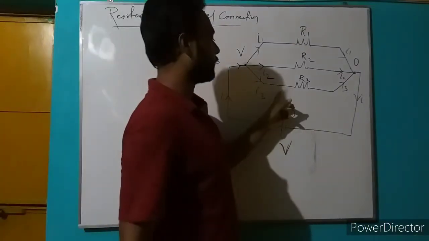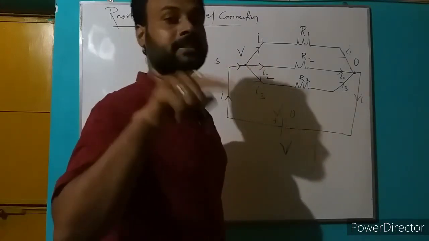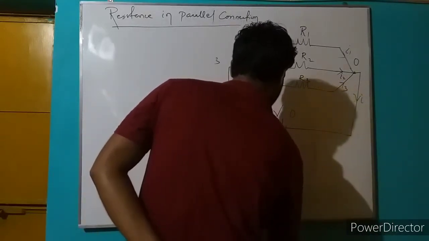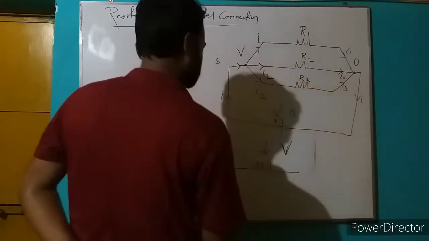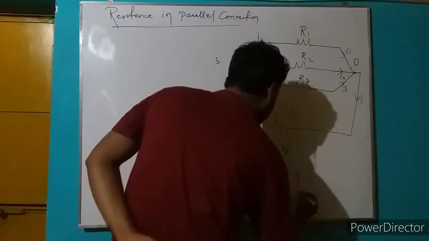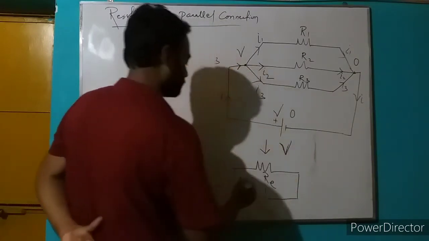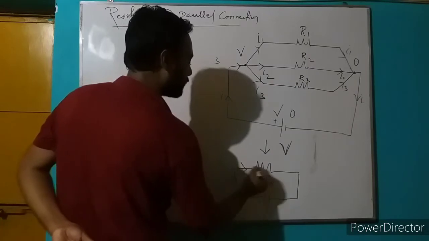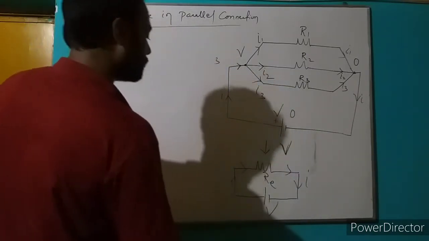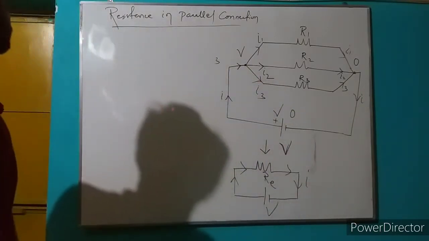Now that circuit is converted into a single circuit whose effective resistance is RE, and it is applied by a potential difference of V volts. There is a current I flowing through that circuit. According to Ohm's law, V equals IR. Clear?